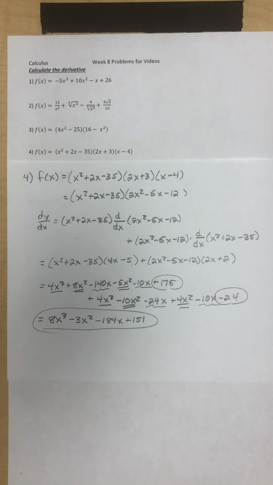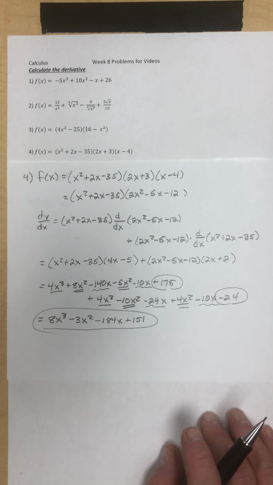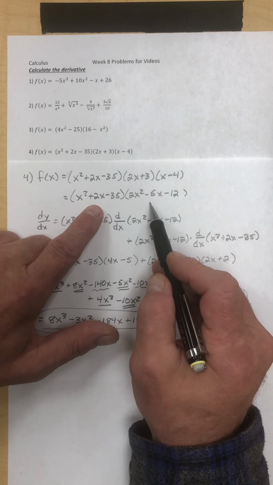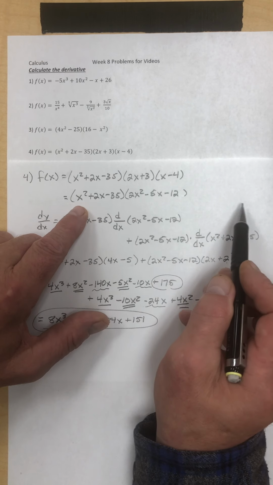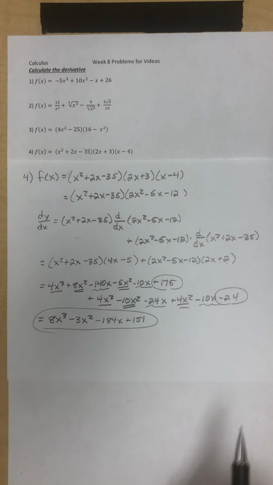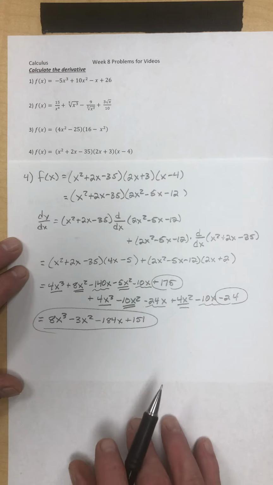All right, that's how I would attack it. I think that's the easiest way to do it, because technically, could you use triple distribution and get this long polynomial and then take the derivative one term at a time? You could do that, and obviously it'll give you the same exact answer.